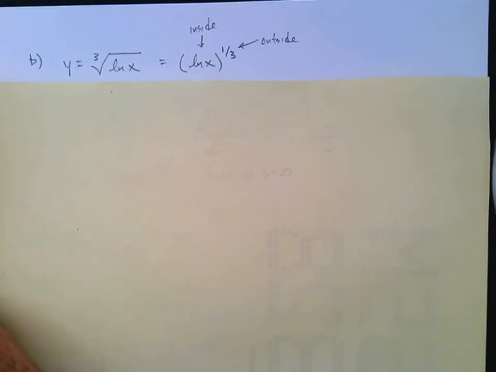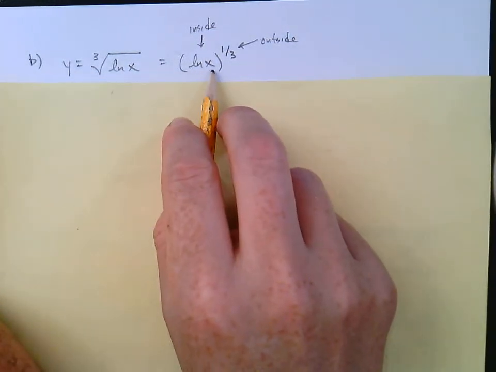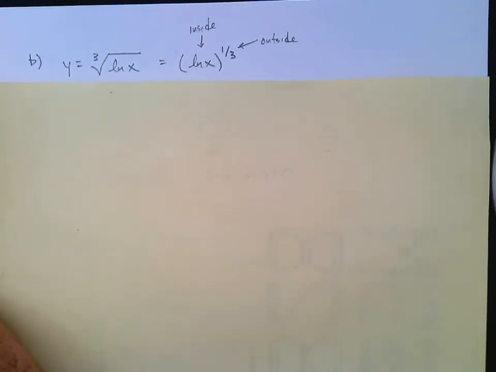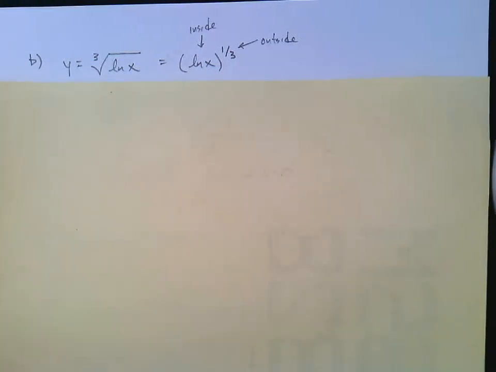And at that point, let's identify what's inside and what's outside. So what's inside the parentheses is the natural log x, so that's the inside. And this raising to the 1/3 is the outside function. So this one's going to work in a very similar way to the last problem. We just have this fractional exponent here, and we've got natural log of x inside of it.